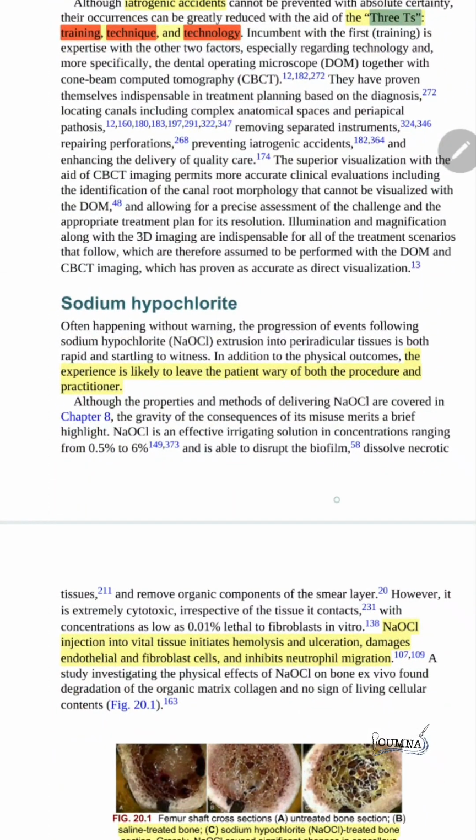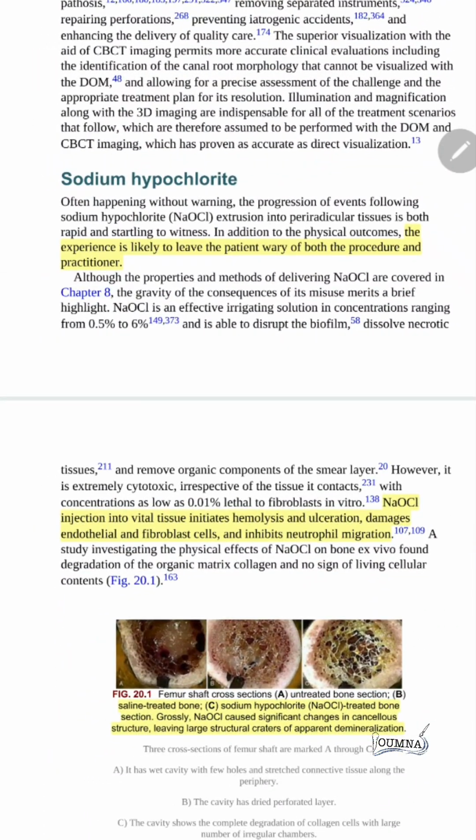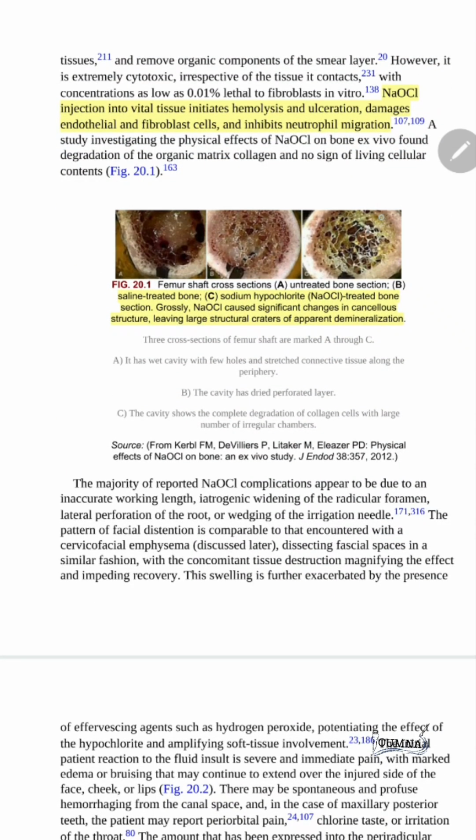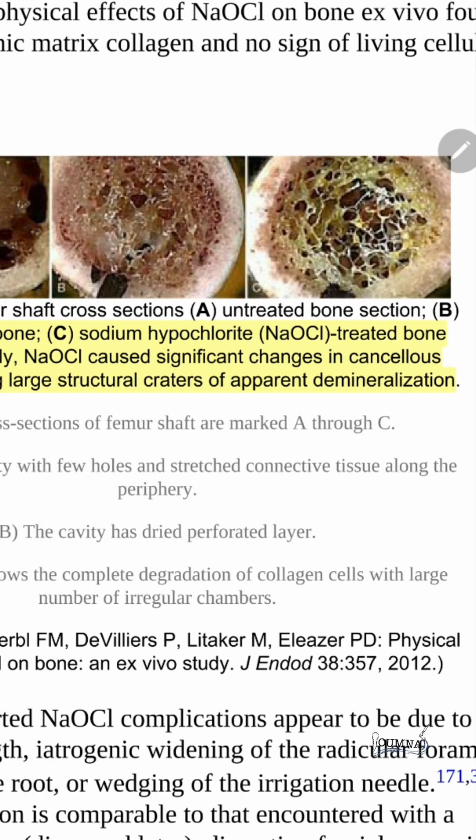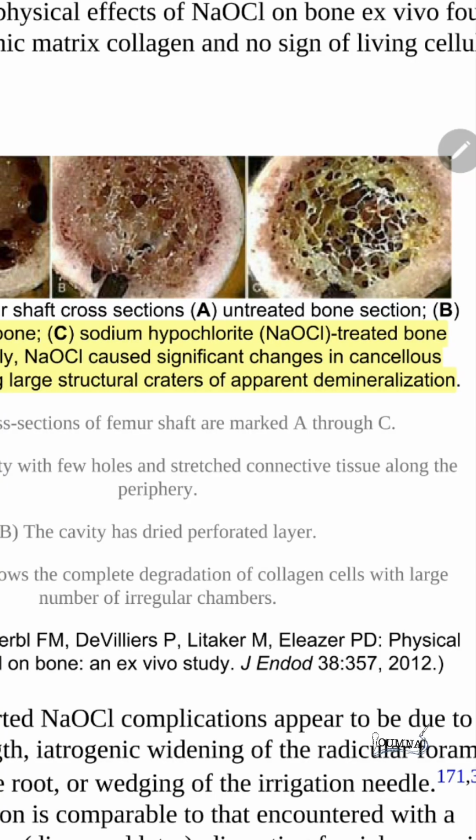Starting with the sodium hypochlorite accident. It is an experience that is likely to leave the patient wary of both the procedure and the practitioner. When it happens, it damages the vital tissues. It initiates hemolysis and ulceration. It damages the endothelial and fibroblast cells, and it inhibits neutrophil migration. And we can see its effect on the bone here in picture B. It caused demineralization of the bone.